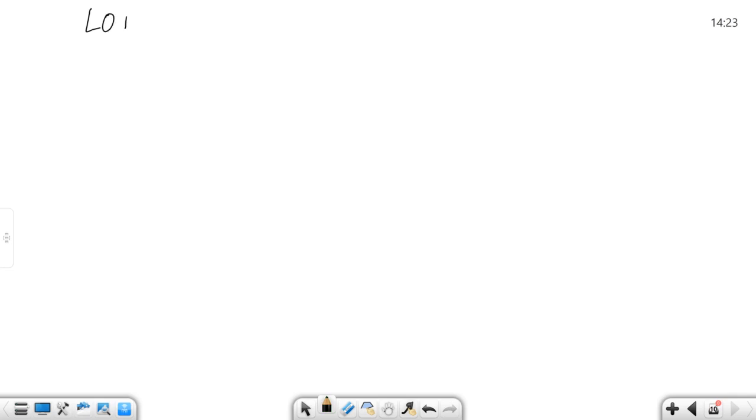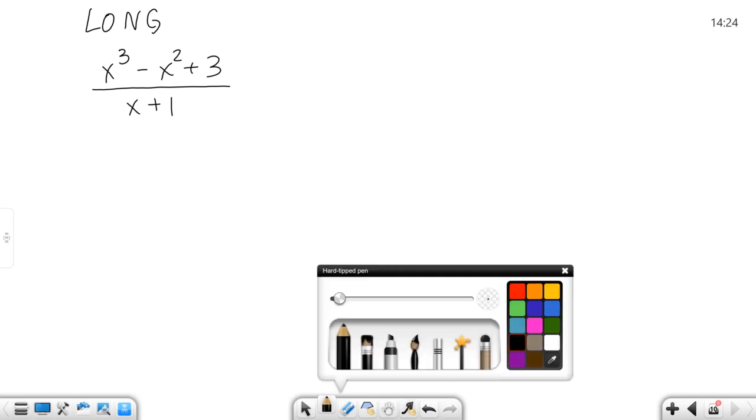Let's do one more long division here. We're going to do x to the third minus x squared plus 3 over x plus 1. Let's just see how this one works out. So, let's see what colors I want to use.